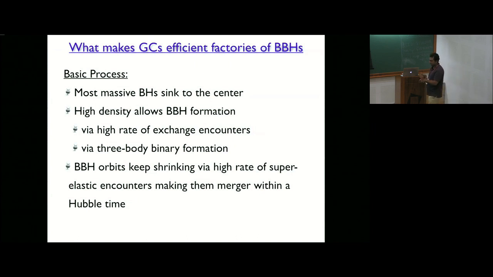and at some point, the orbital speed becomes high enough. Okay, so in these superelastic encounters, the recoil speed is of order the orbital speed of the binary. So at some point, it shrinks enough that the orbital speed is larger than the escape speed. And then, at that point, the recoil will take it out of the cluster, and then it will not be affected until it merges. Okay?